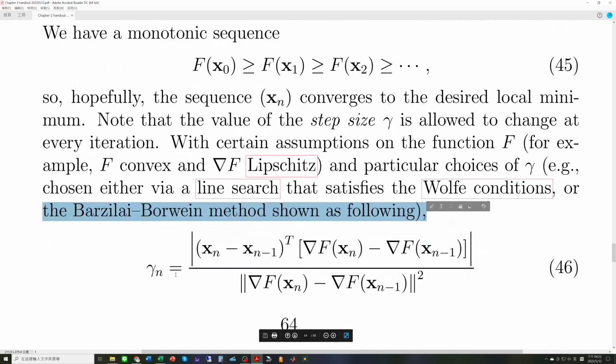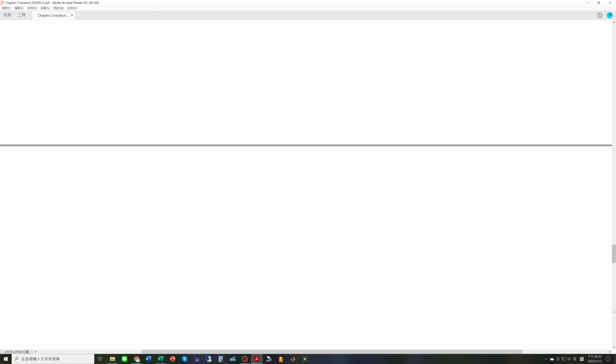So gamma n is equal to the absolute value of xn minus xn minus 1 transpose times the gradient of f at xn minus the gradient of f at xn minus 1, divided by the square of the norm of the gradient of f at xn minus the gradient of f at xn minus 1.